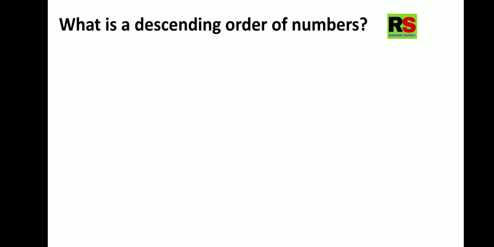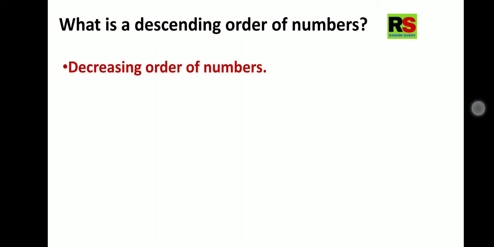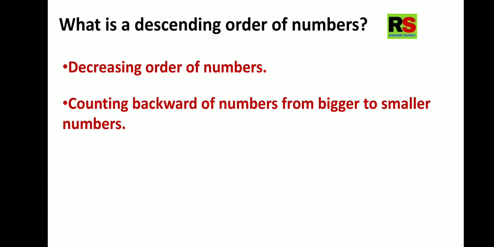What is a descending order of numbers? Decreasing order of numbers. Counting backward of numbers from bigger to smaller. So you are reading 1 to 100 numbers every day. Yes or no? You are counting numbers every day, like 1, 2, 3, 4, 5, 6, and so on.